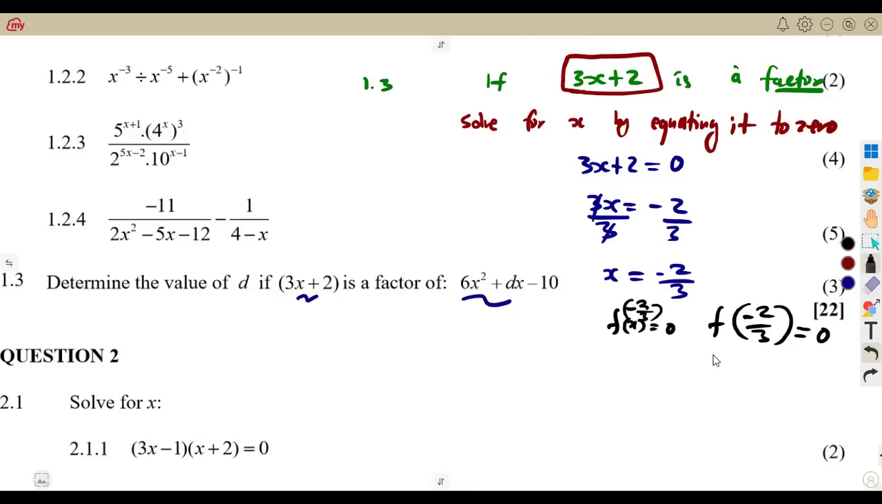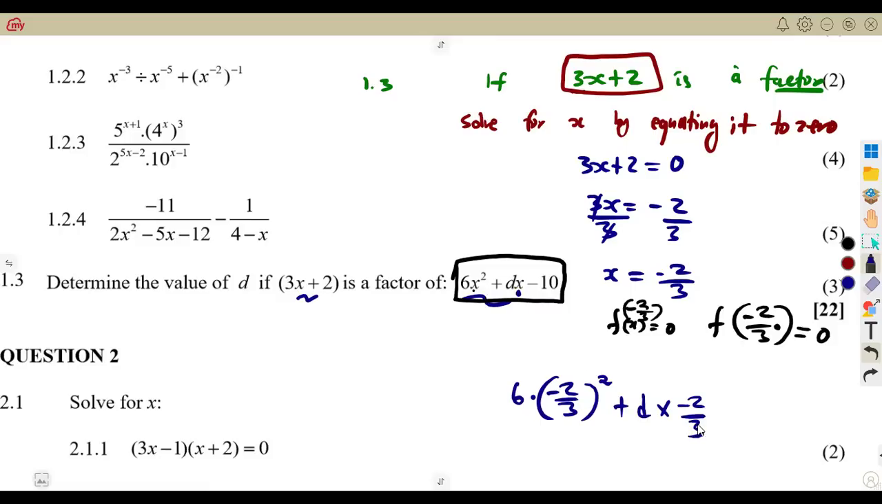It means wherever there is x in this expression, we can put minus 2 over 3 in place of x. So it will be like this: 6 times minus 2 over 3 squared, plus, in place of x, d times minus 2 over 3, minus 10. This is supposed to give us 0.